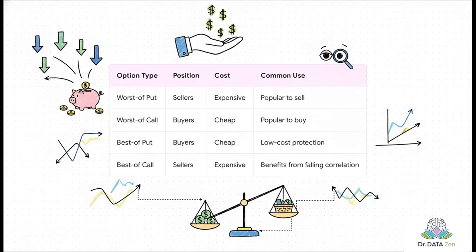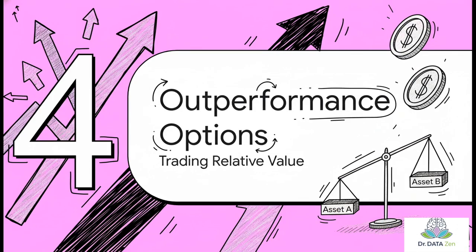And the key thing that drives the price for all of these is the correlation between the assets in that basket. Now, what if you want to trade relative value? Let's say you don't really care if the market goes up or down, but you are absolutely convinced that one asset is going to do better than another. Well, that's exactly what outperformance options are built for.